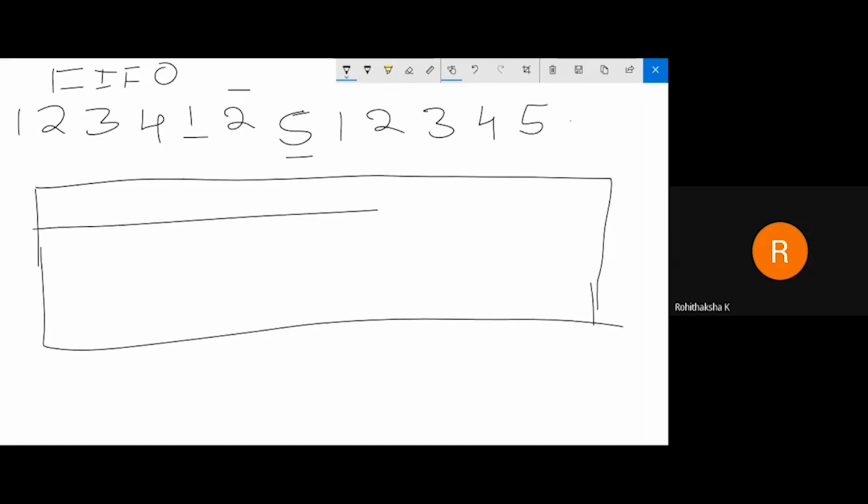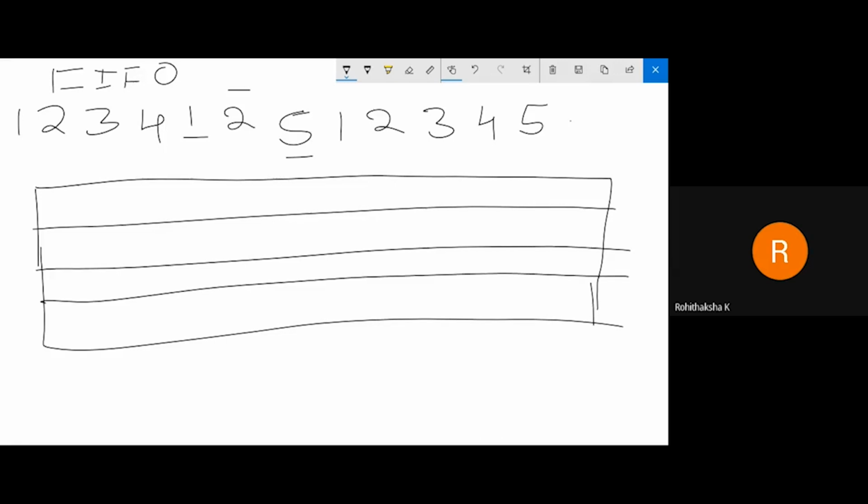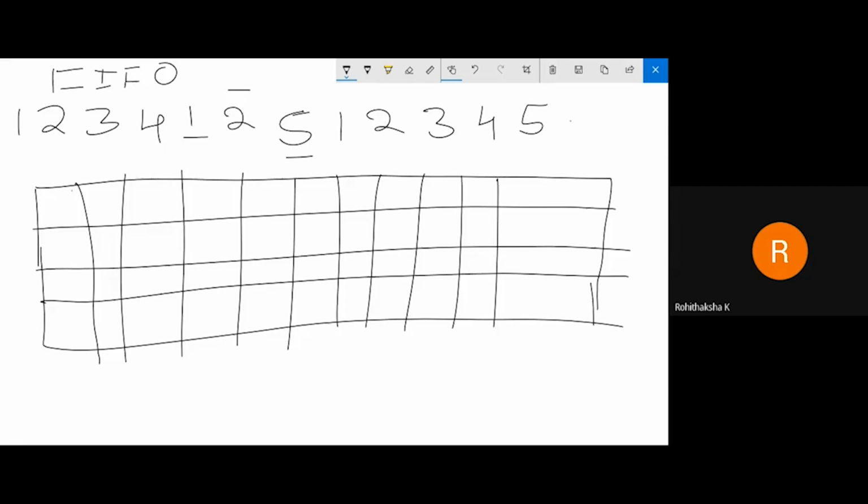Okay. So 1, 2, 3 and 4. So I'll have 1, 2, 3, 4. Okay. So let us take the first thing, that is 1. So it is a page fault. 1, 2, it is a page fault. 1, 2, 3, it is a page fault. 1, 2, 3, 4, again it is a page fault.